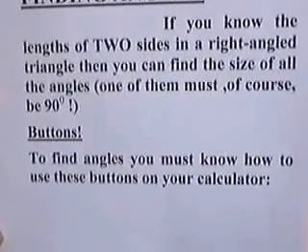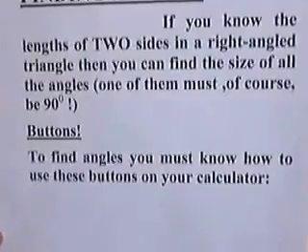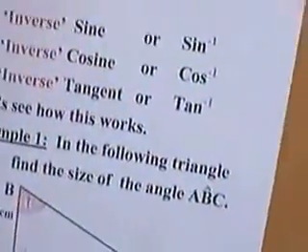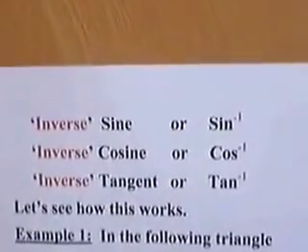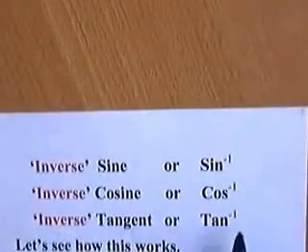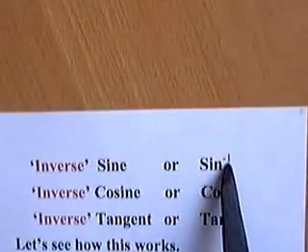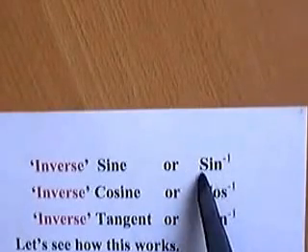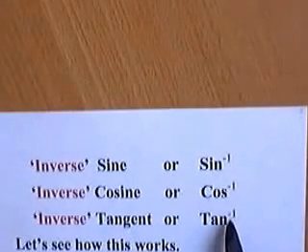But before you can do this, you need to know how to use some very special buttons on your calculator. These buttons are called the inverse sine, the inverse cosine, and the inverse tangent buttons. The way they're written is with a little -1 in the top right hand corner. This is the inverse sine, the inverse cosine, the inverse tan buttons.